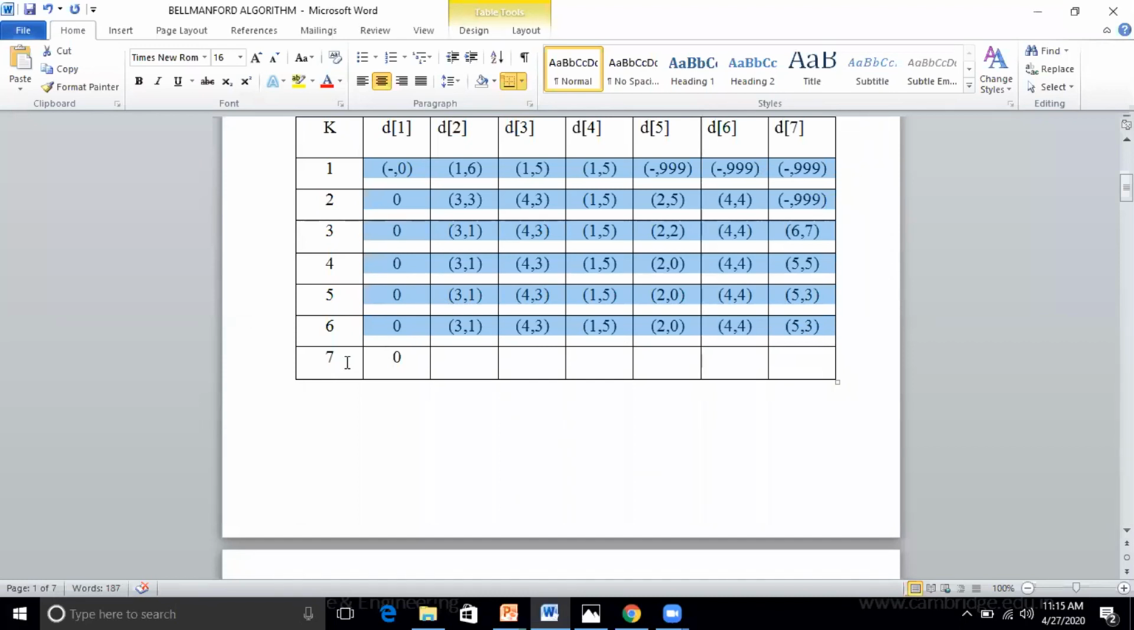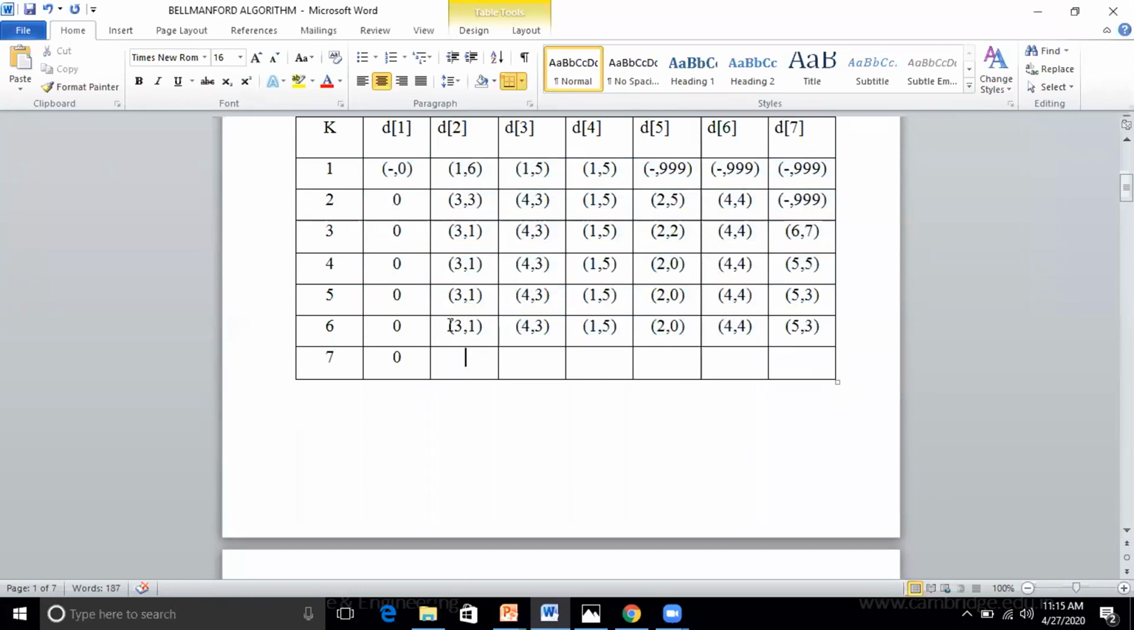So anyways, in the next problem we'll come to know. Now, do you have any change in the 5th iteration? No. 6th iteration also there is no change. What about 7th iteration? It also remains as it is, right? Yes, sir.